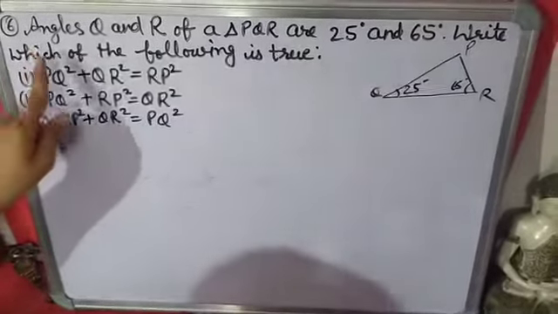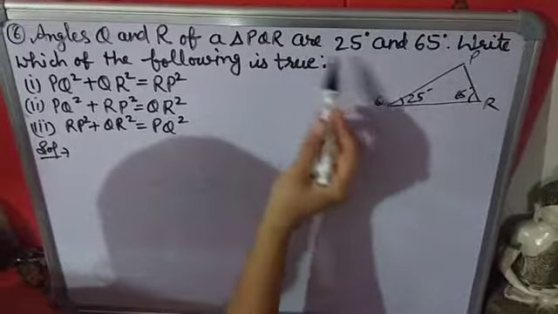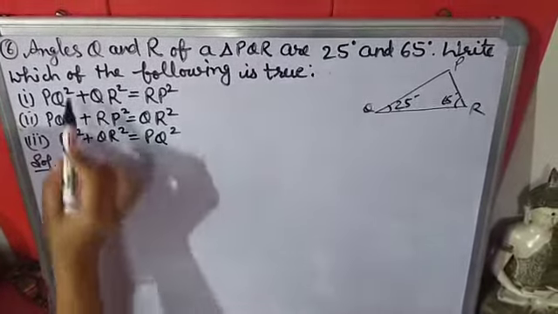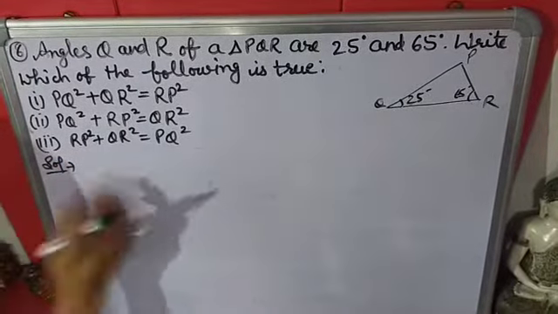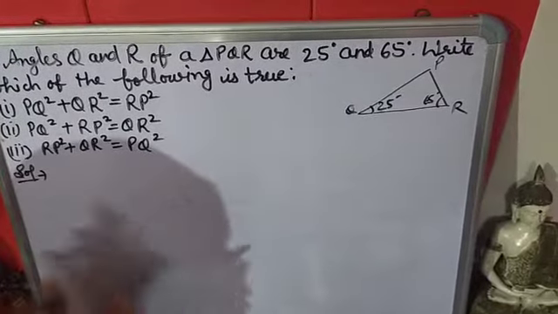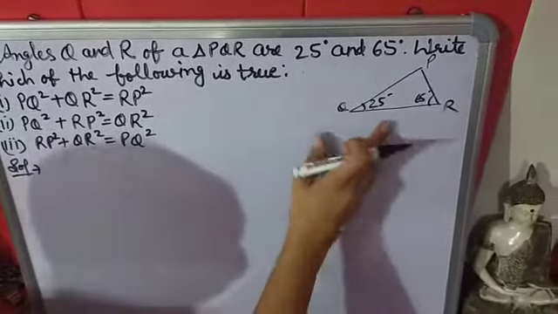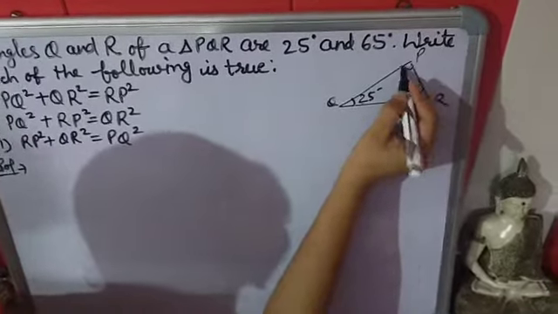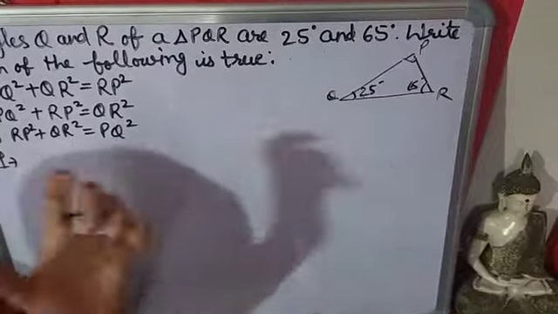Sixth question. Angles Q and R of triangle PQR are 25 degree and 65 degree. Write which of the following is true. You have to find out which Pythagoras property is true here. So before this, we know that we will use Pythagoras property in right angle triangle. Now first of all, we will find out whether it is a right angle triangle or not. For this, we will find this angle P. Okay? So how will we find this angle? You know, we did it earlier also.